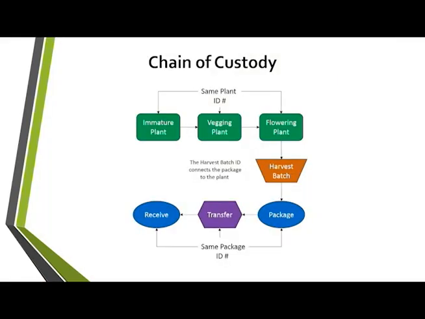Chain of custody here. This is the life cycle of a package tag. You start with an immature plant that gets a unique identifier that's not a tag. It's an immature plant batch name that's entered by the user. Once it moves to vegging, that's when they all receive their own plant tag. That tag will stay with it through the flowering phase, where it goes to the harvest batch, where the harvest batch ID will connect the packages to the plant.